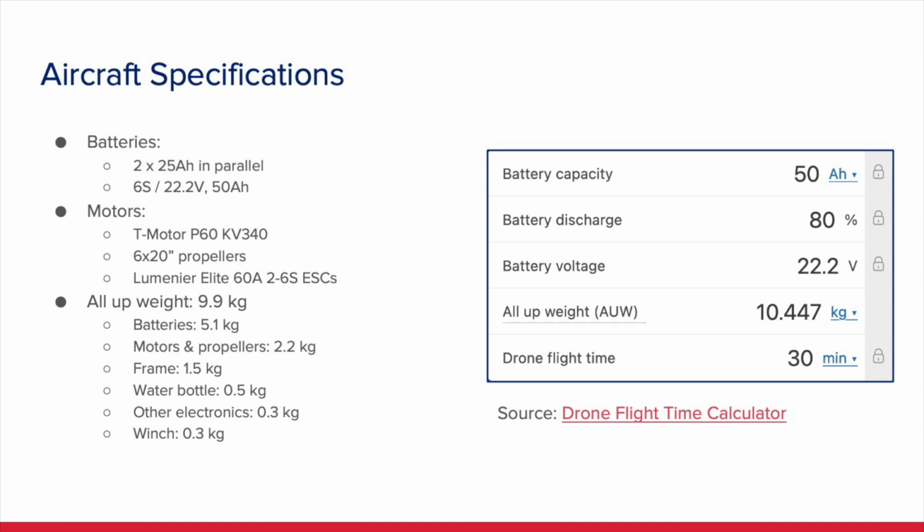For the specifications of our drone, we initially wanted to go with two 6S 25 amp hour batteries in a parallel design. On the right, you can see that we used an online drone flight time calculator to figure out the specs of the drone. With the 50 amp hour rating, 6S, and the drone flight time being 30 minutes as per the competition, with those parameters set, we figured out that our all-up weight of the drone had to be around 10.5 kilograms.